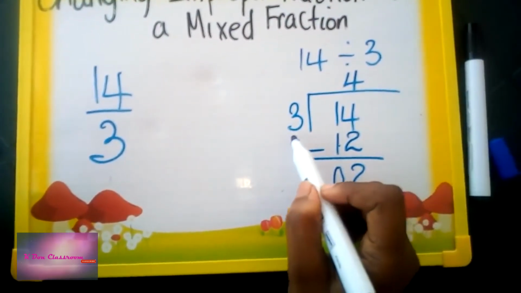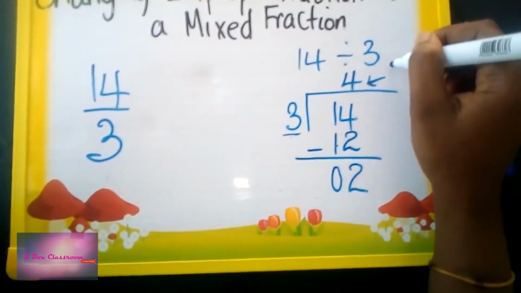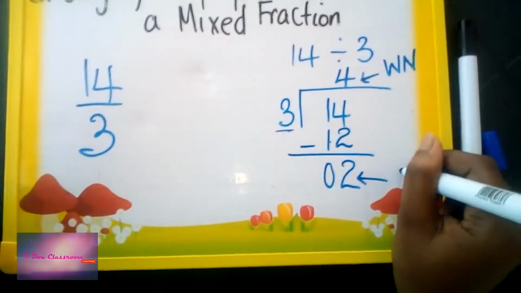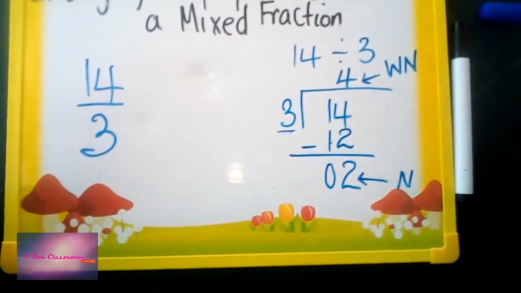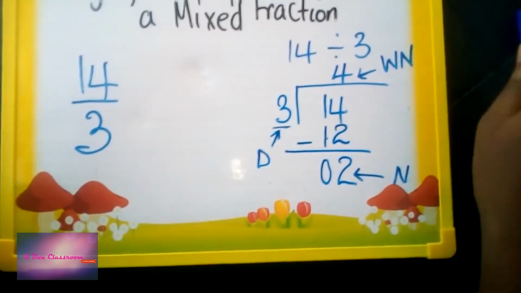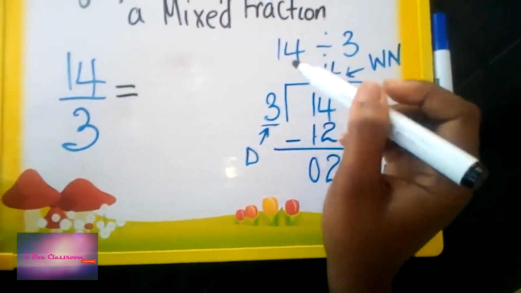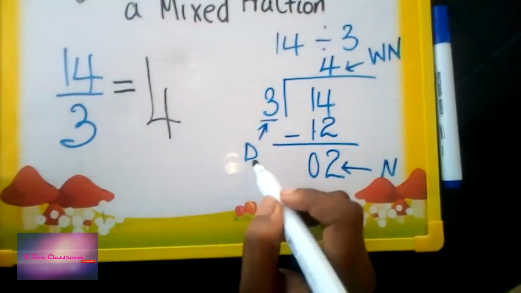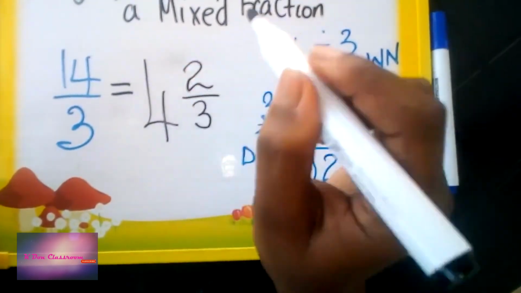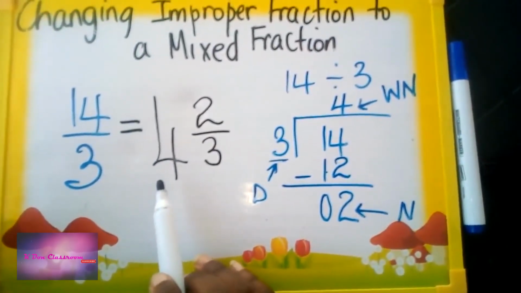Now remember, the denominator does not change, and our top number is the whole number. I'm writing WN for short. And our bottom number is the numerator. All right, so let's use that information and write our answer now. Whole number 4, denominator 3, and numerator 2. So 14 over 3 now becomes 4 2/3.